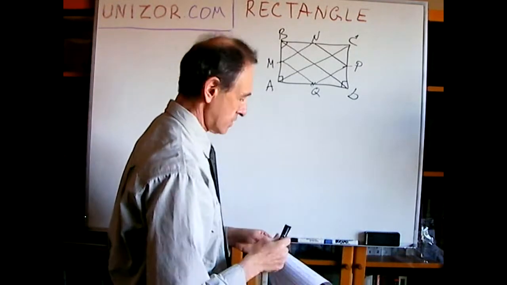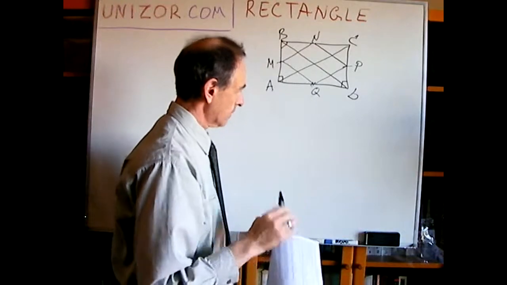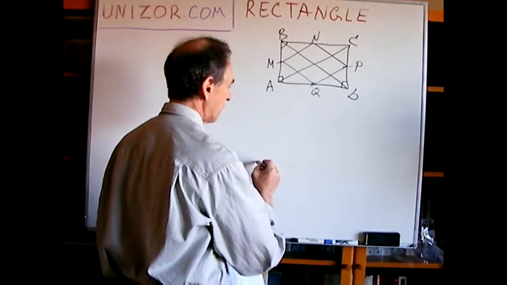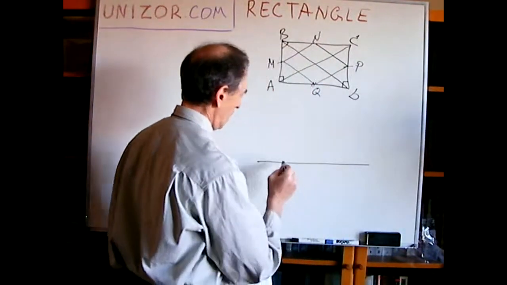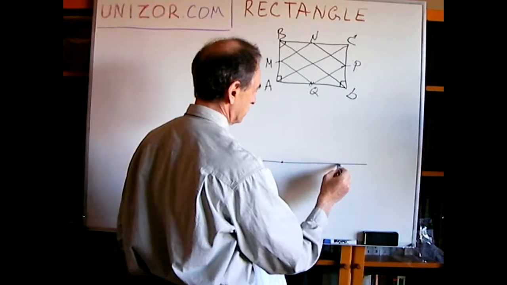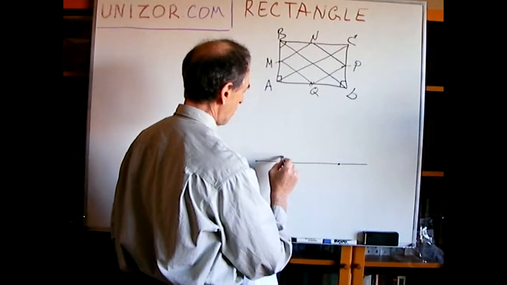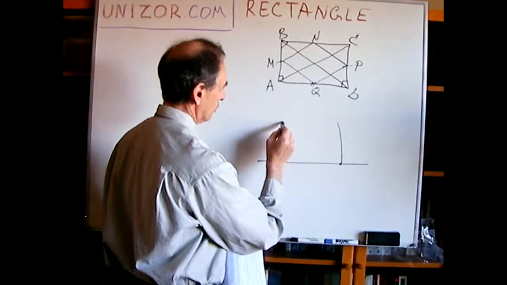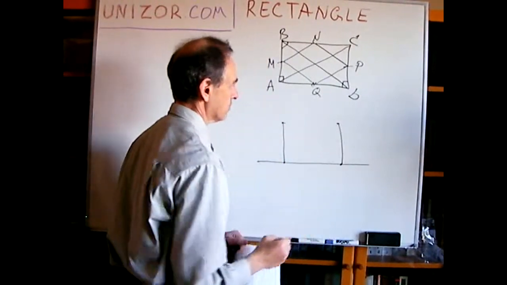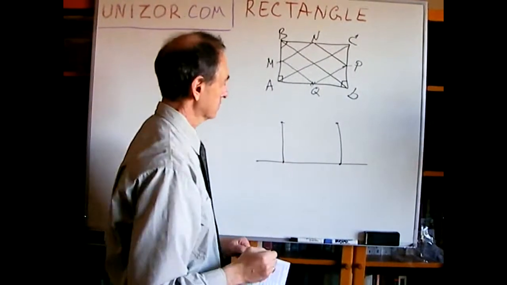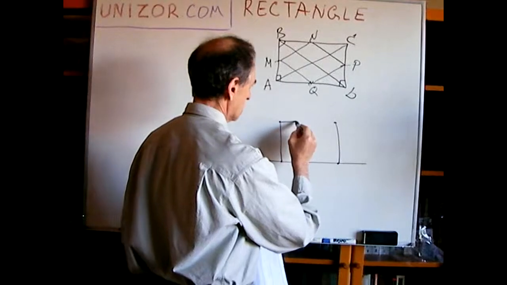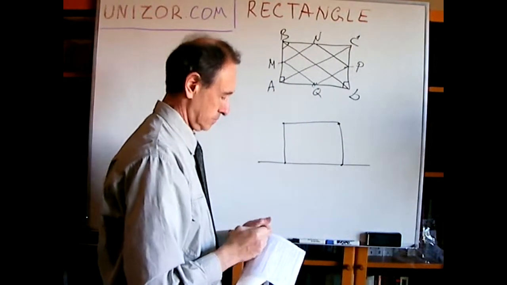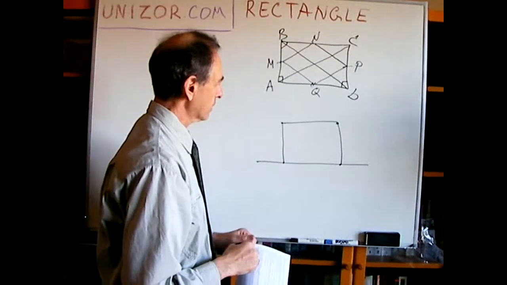Now, here is an interesting auxiliary theorem, if you wish. If you have a line and two points on it, and you draw perpendiculars on both sides, and you cut exactly the same height, then this is a rectangle. Now, why is this a rectangle?